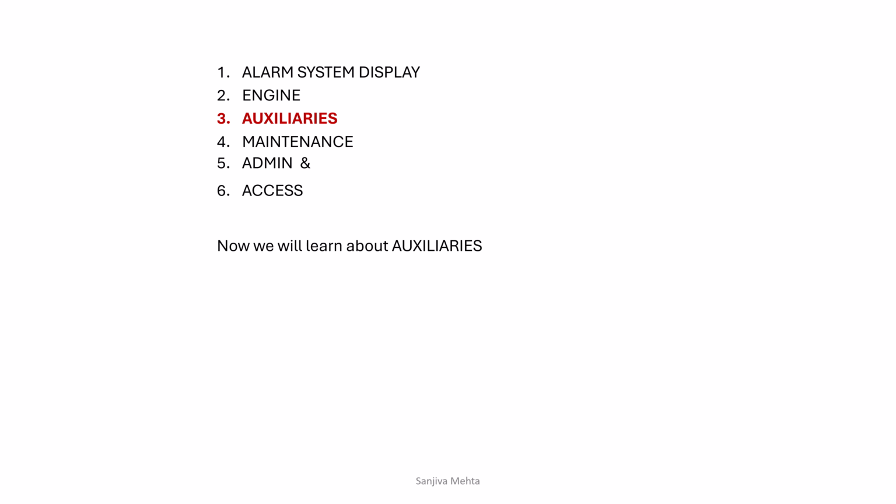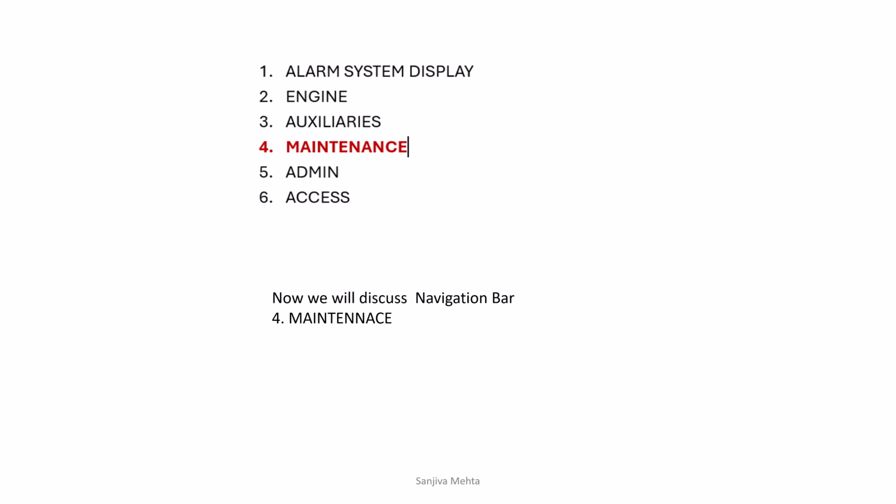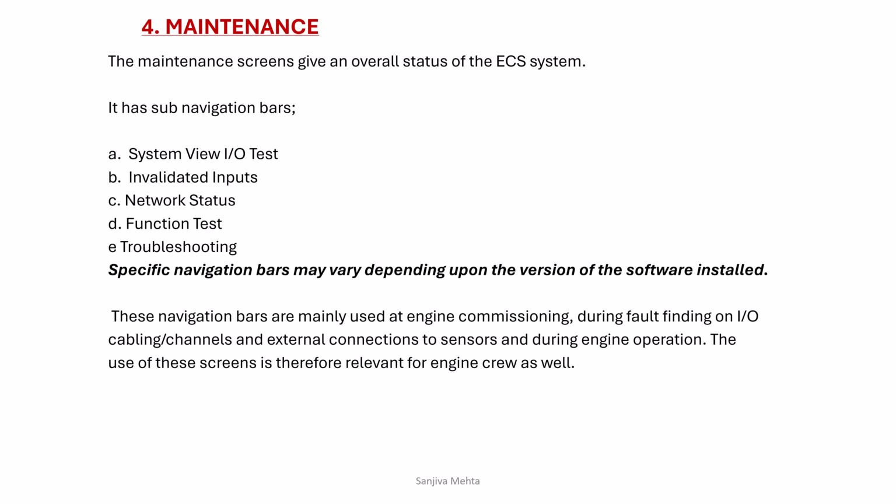We had discussed in the first module 4.1 alarm system and engine. Now we'll discuss auxiliaries. Auxiliaries, MOP, Maintenance. Now we'll discuss the navigation bar, item number 4.